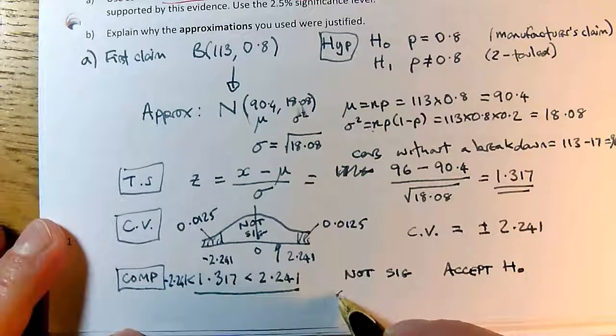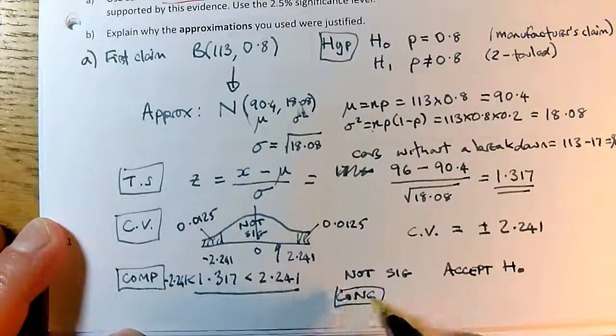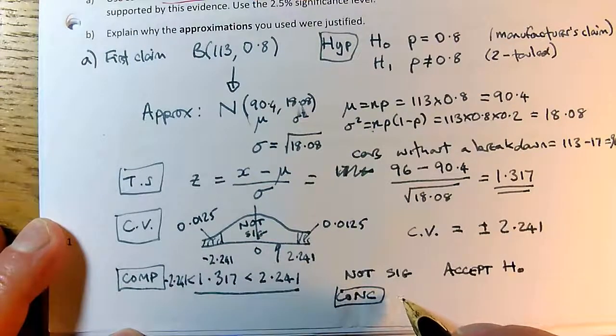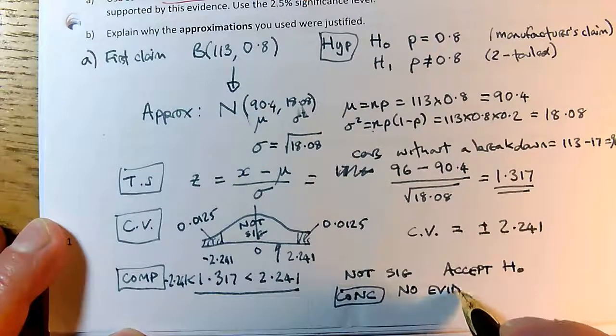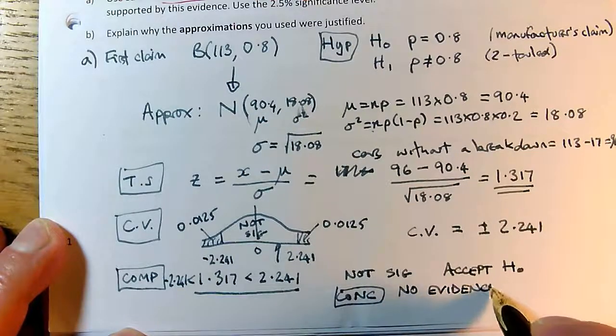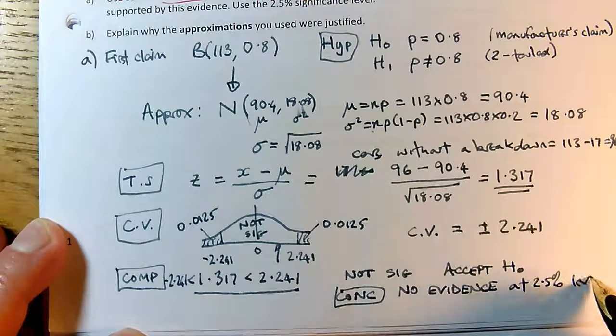We've just got to do the conclusion in context. I'm running out of space. Okay, but because we're accepting H0, because it's not significant, there is insufficient evidence or no evidence. You'll get away with no evidence. It's shorter, so that's what I write. There is no evidence. It's nice to say at the 2.5% level. Okay, and now I've got to decide.